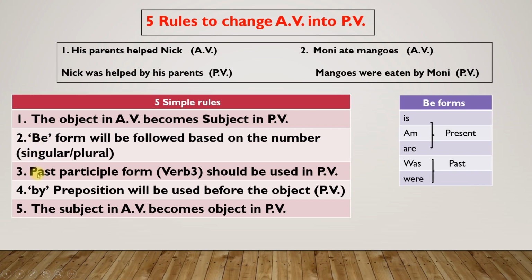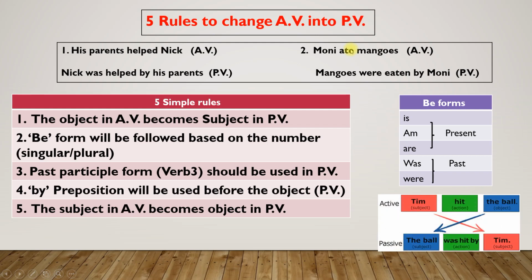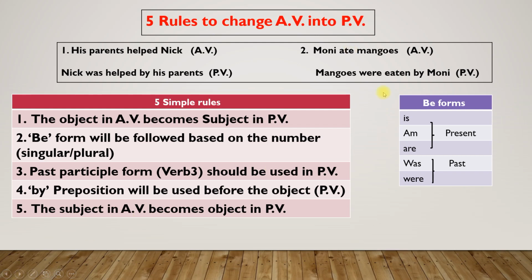Third one, always we have to use the verb in the past participle form. That means the verb's third form. So the past participle form should be used in passive voice. In the first sentence, helped and helped, and here ate is the verb 2, the second form of the verb, but in the passive voice that should be changed to the third form: eat, ate, eaten, right? Past participle, verb 3, should be used in passive voice.